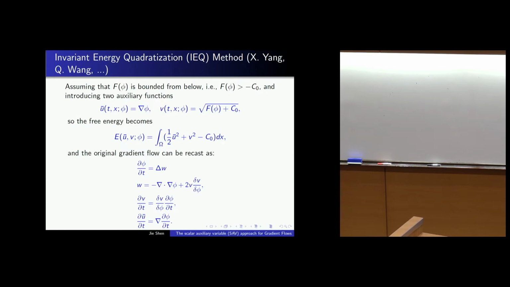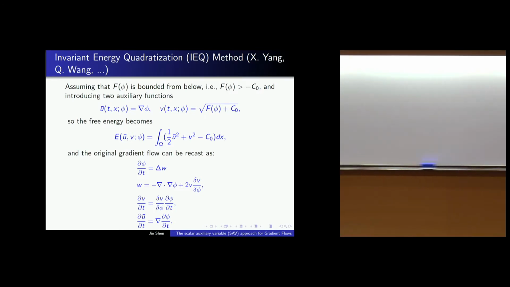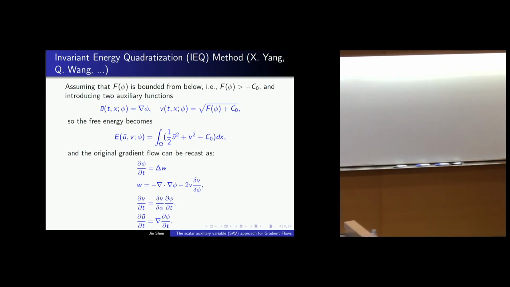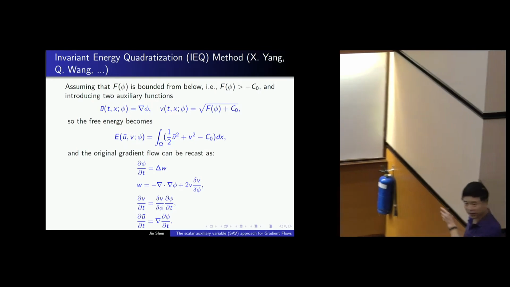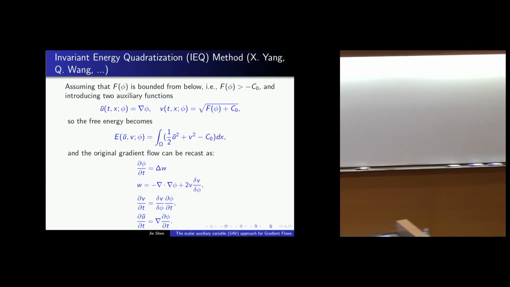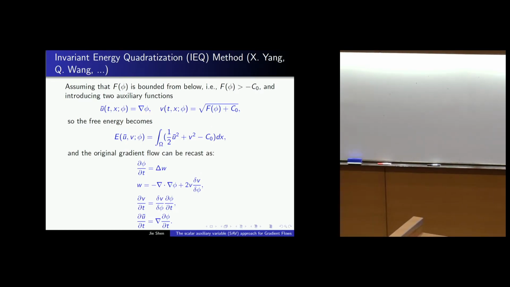Okay, so here comes a sort of ingenious method by my former student Xiaofeng Yang and Qi Wang sitting here. And so the method goes like this. The method is a sort of extension of the Lagrange multiplier. I mentioned it in the previous slides, but I did not say how they do it. So this is the invariant energy quadratization, and I guess Qi Wang will talk about this in a little bit more detail. So I'm going to briefly talk about the idea.